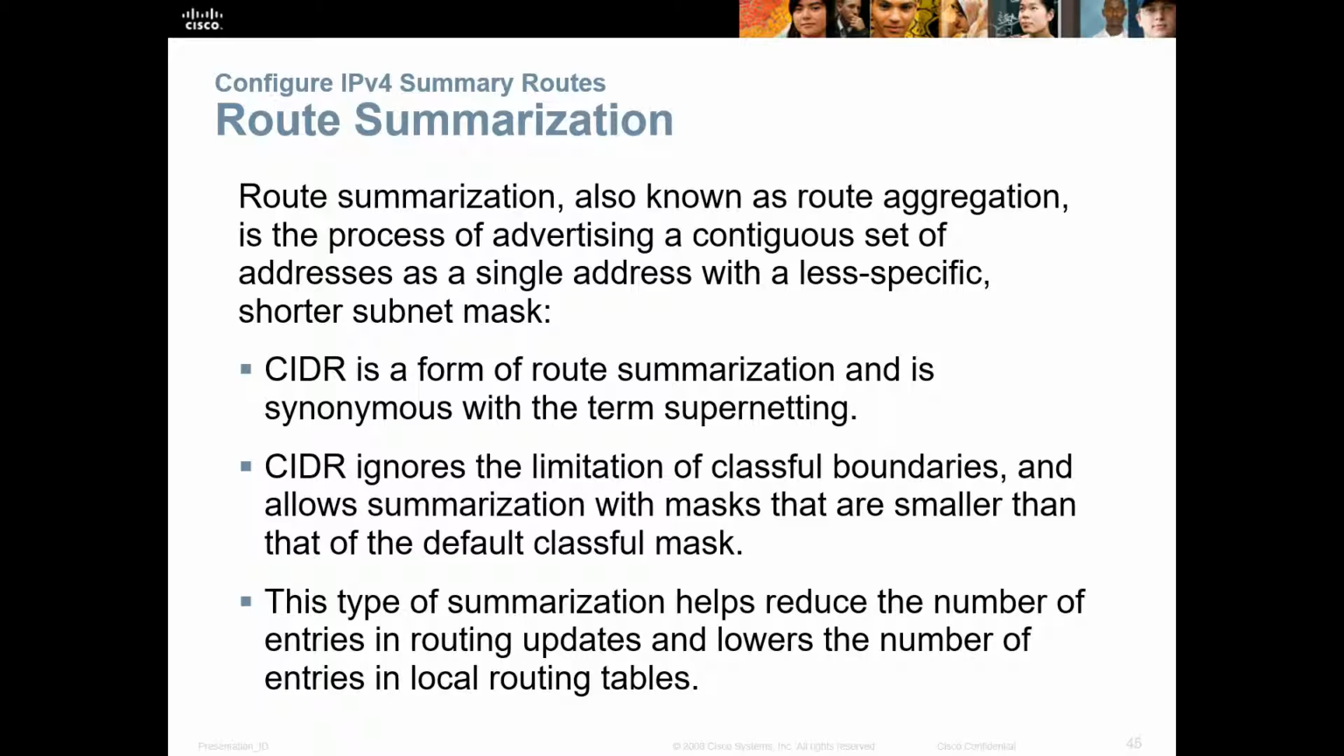So CIDR is a form of route summarization and is synonymous with the term supernetting. CIDR ignores the limitation of classful boundaries. Throw out the idea of classful. This type of summarization helps to reduce the number of entries in a routing update.